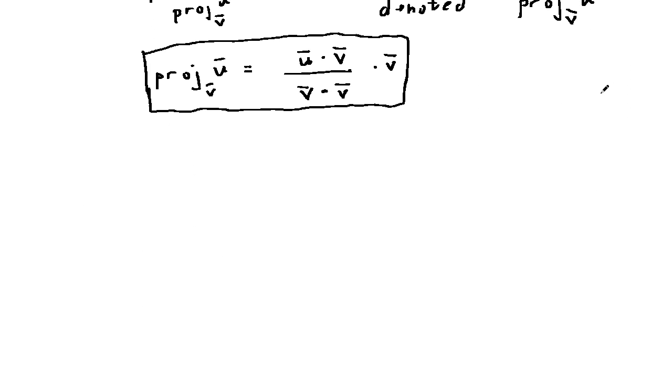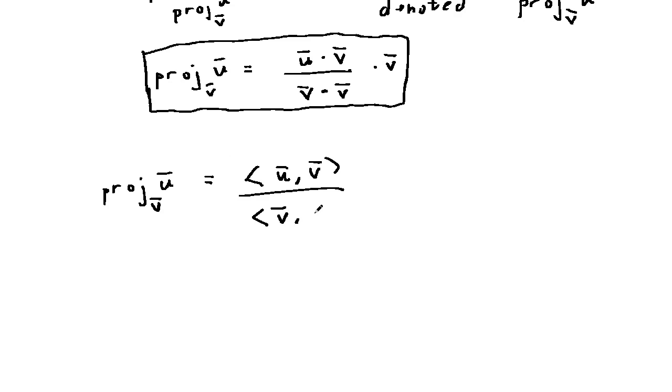We can extend the notion of orthogonal projection to any inner product space by defining the projection like this. Projection of u onto v. Instead of using dot product, we just use inner product. u inner product with v, divided by v inner product with itself, times the vector v. So it's a scalar multiple of v.